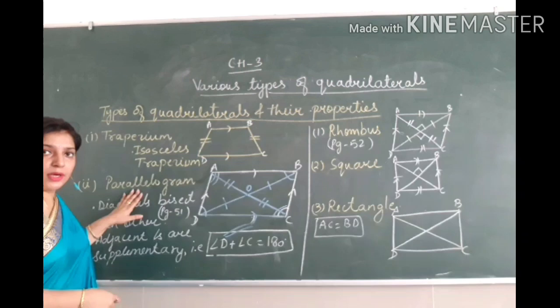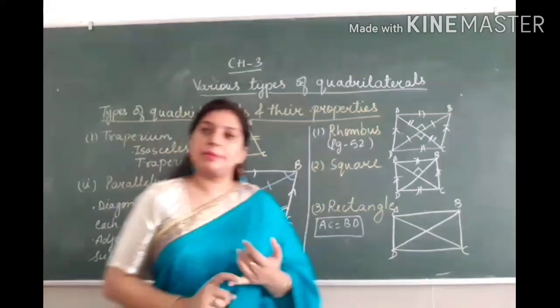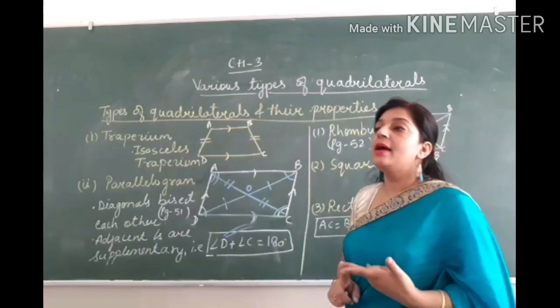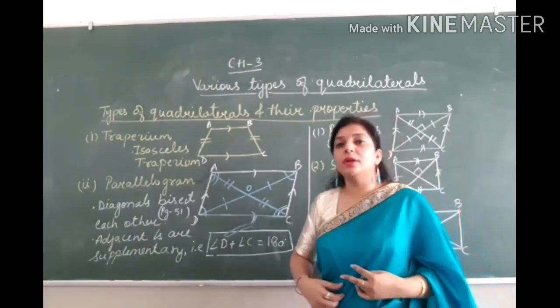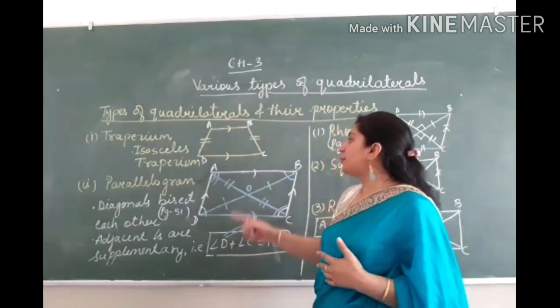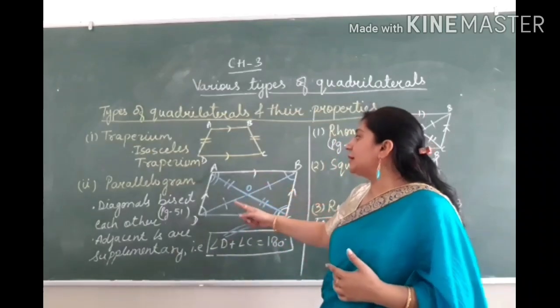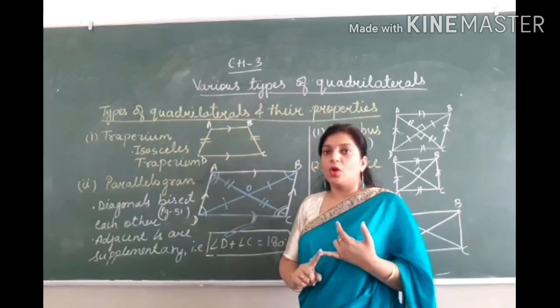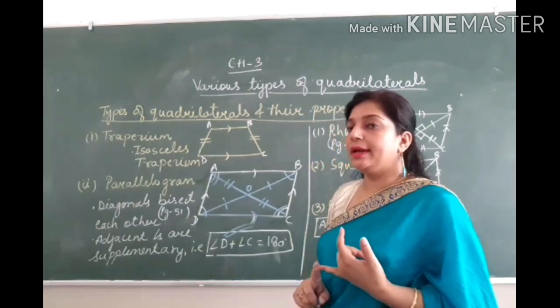So under parallelogram, we know rhombus is a parallelogram, square is a parallelogram, rectangle again is a parallelogram. Why are they parallelograms? Because they satisfy the property that opposite sides are equal and parallel.